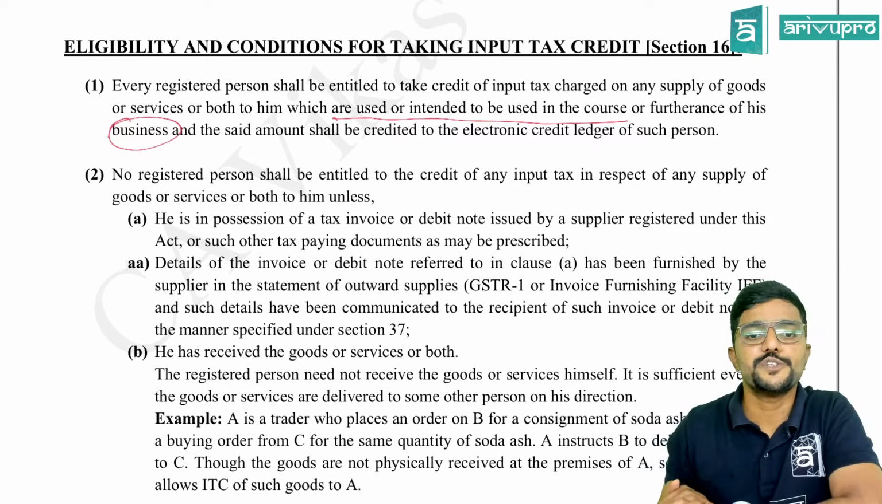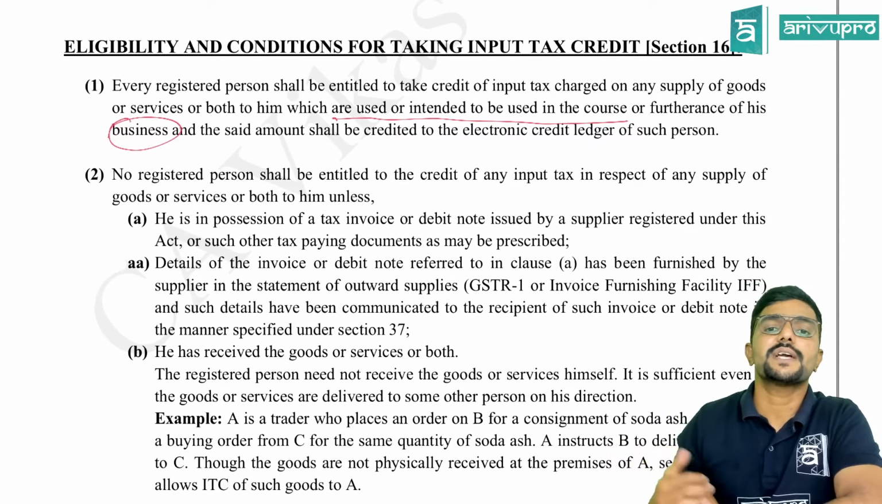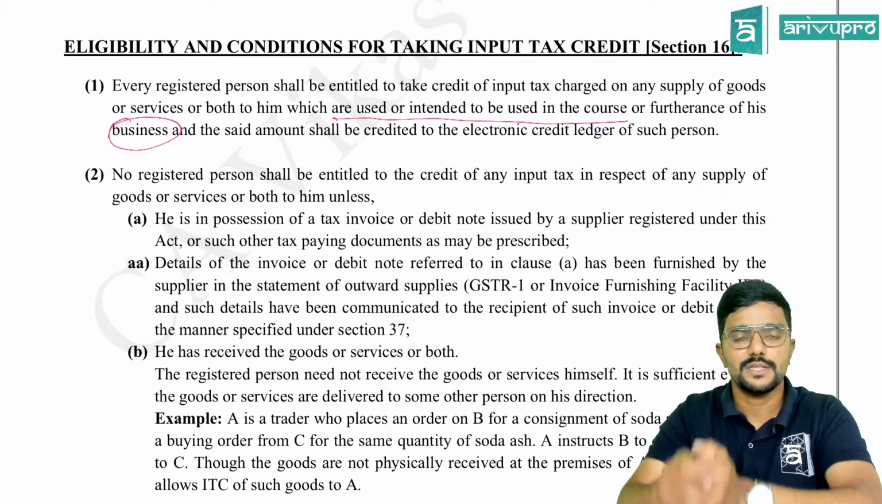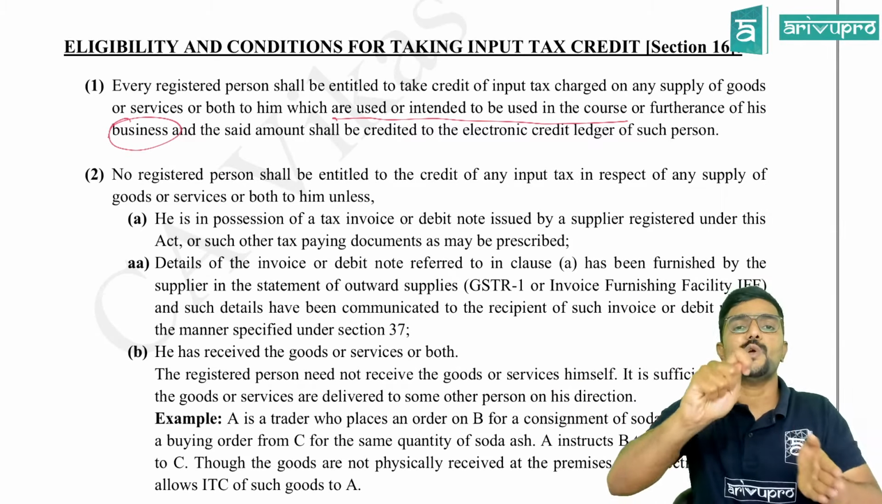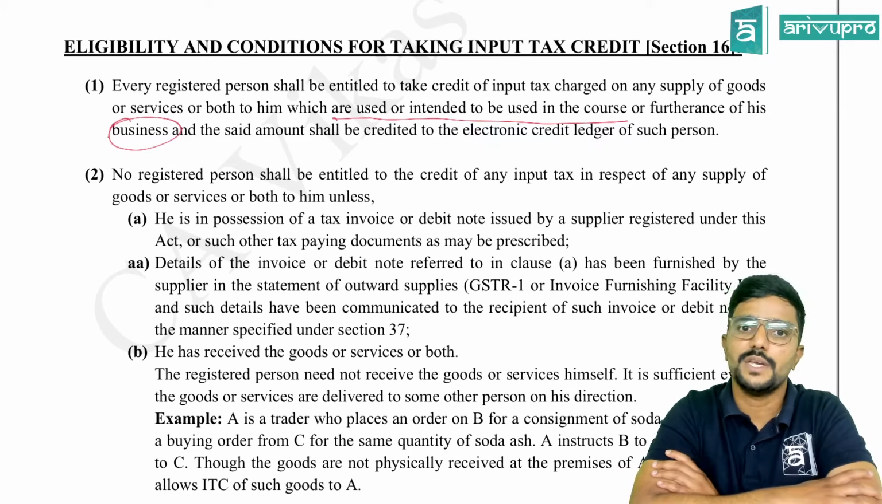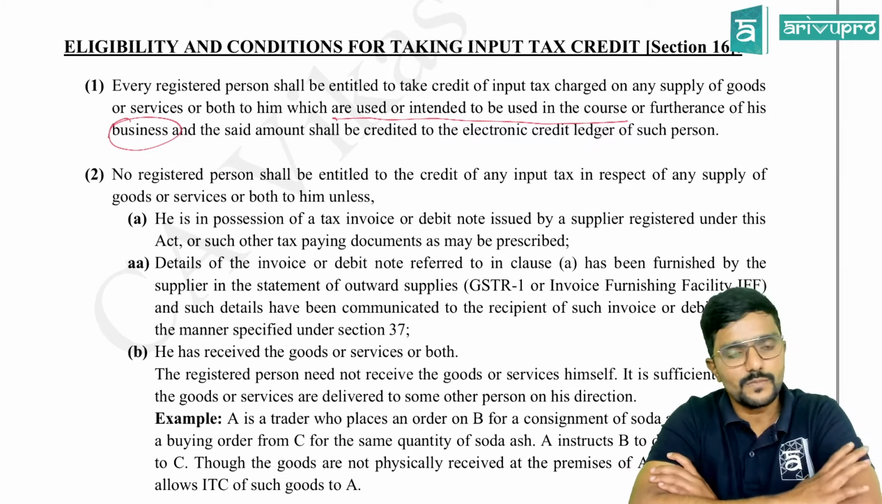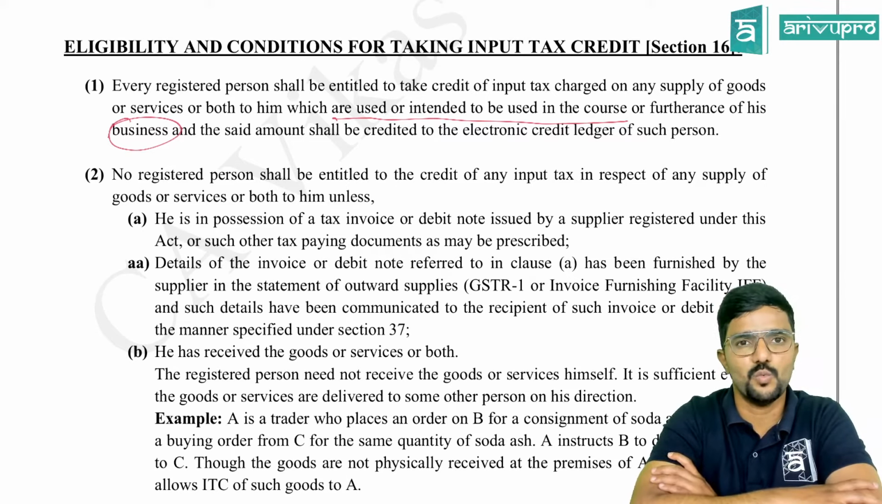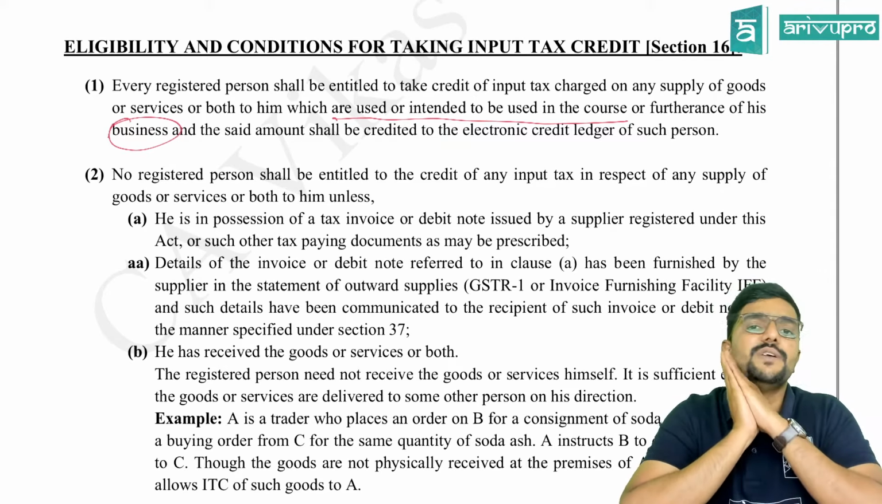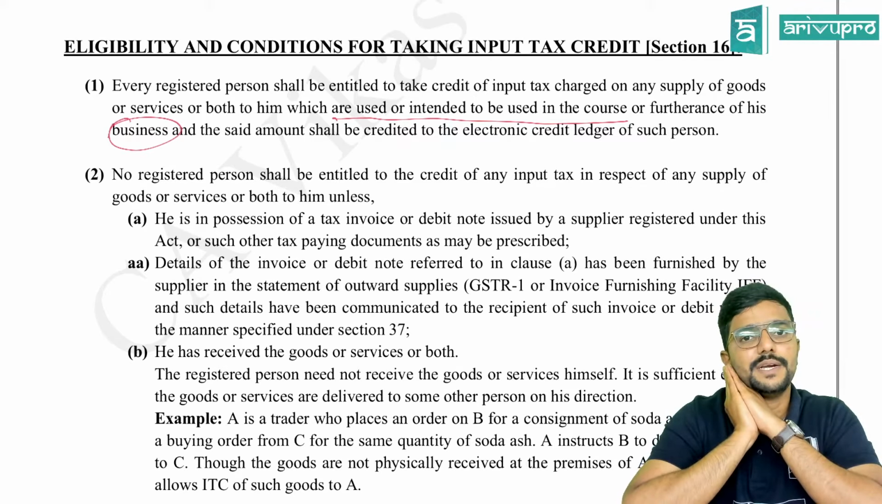And the said amount shall be credited to the electronic credit ledger of such person. So whatever credit you are eligible for, that amount will be credited to your electronic credit ledger on your GST profile in the GST portal. Okay, this is all about subsection 1. So subsection 1 tells simply, whatever inward supply you are taking, use it in your business, only then you will claim the credit. Okay, sir.